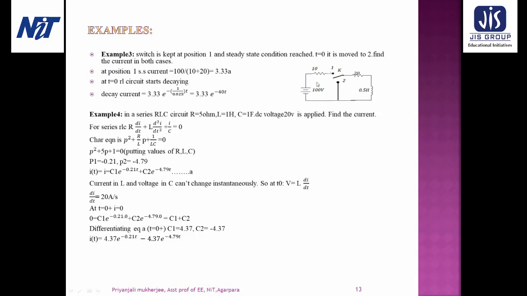And at t equal to 0, the RL circuit starts decaying, and the decay current is equal to the steady state current into e to the power minus R by L into t. So it becomes 3.33 into e to the power minus 40.